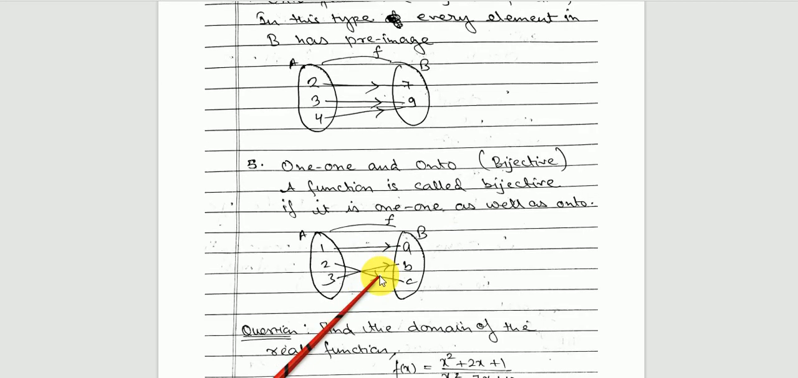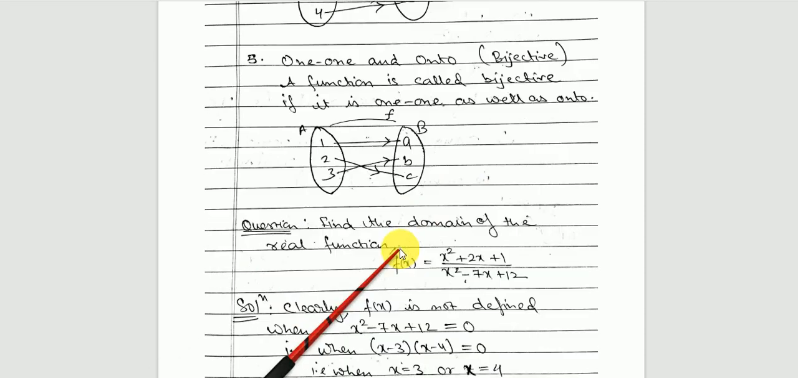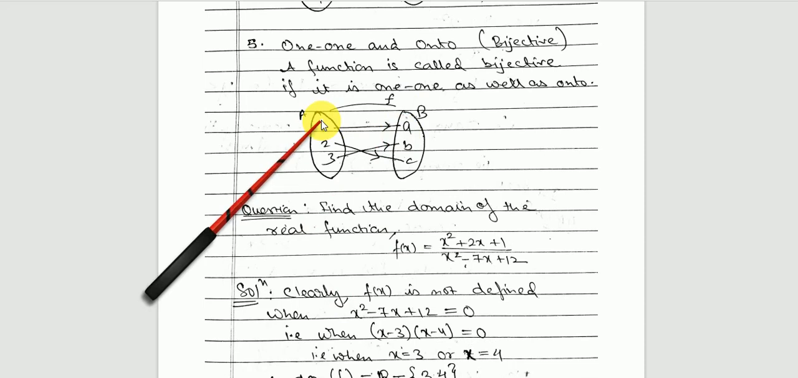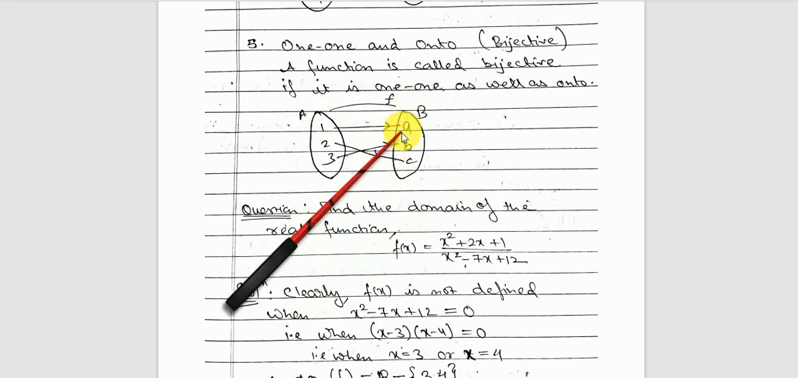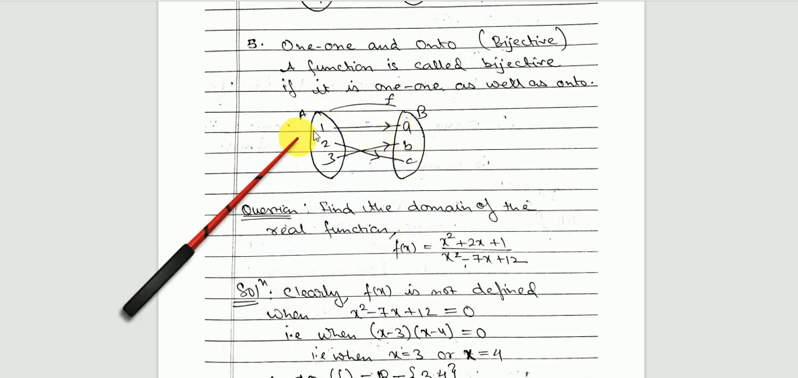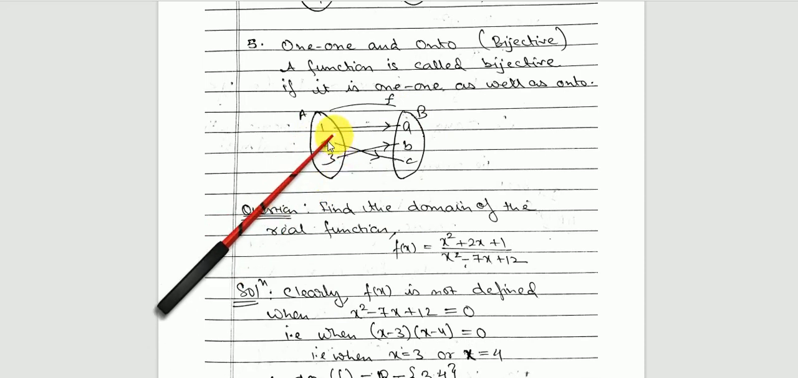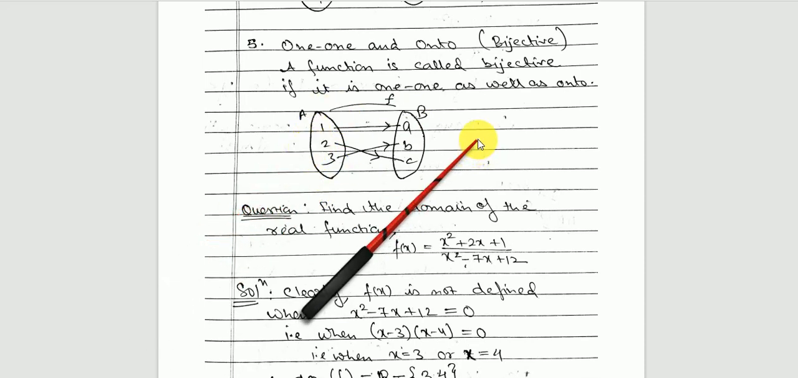Done. Next is one-one and onto, which is also called bijective. If the function is one-one as well as onto, then we say it's bijective. In that case, every element in B has got a pre-image, and no two elements in A have the same image.